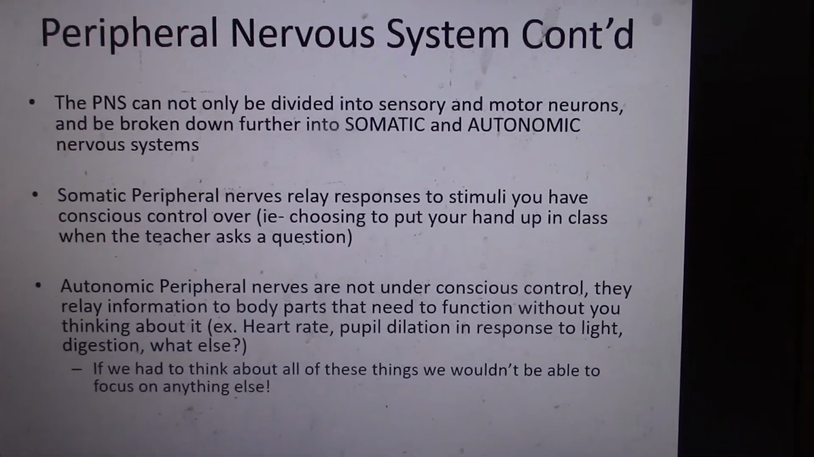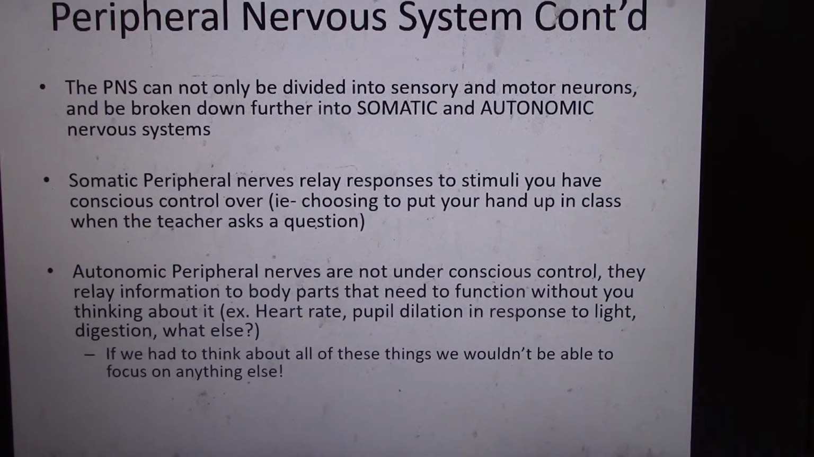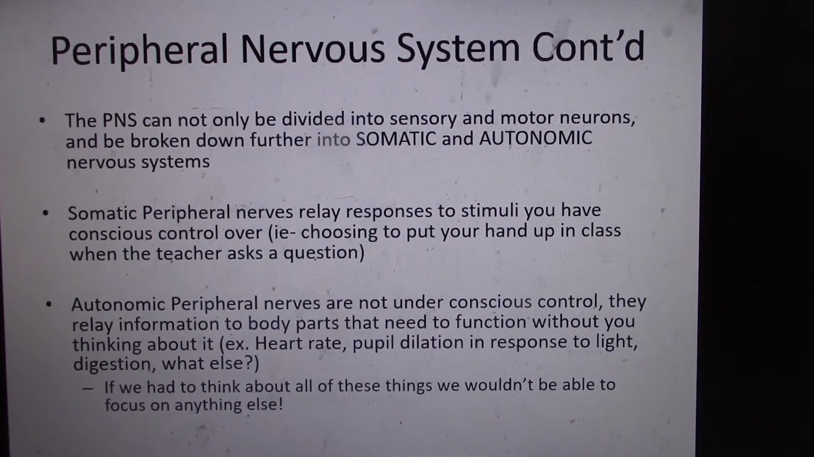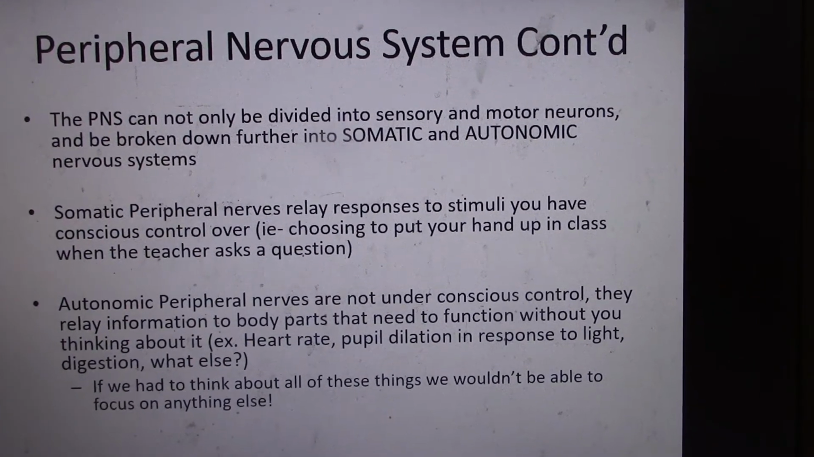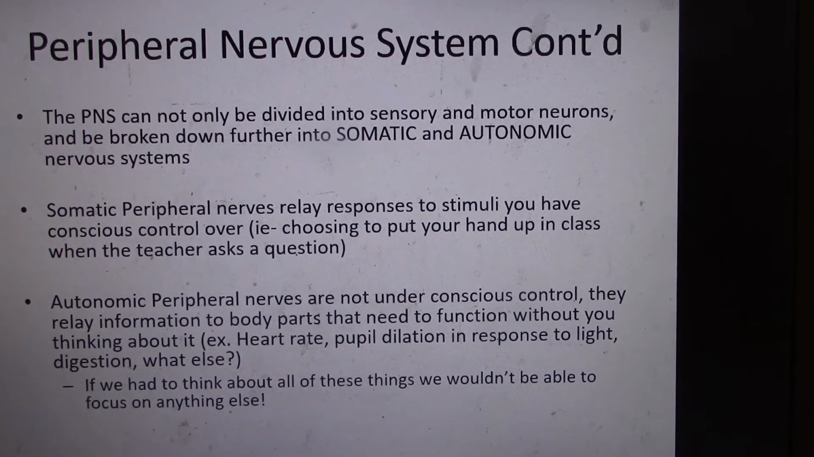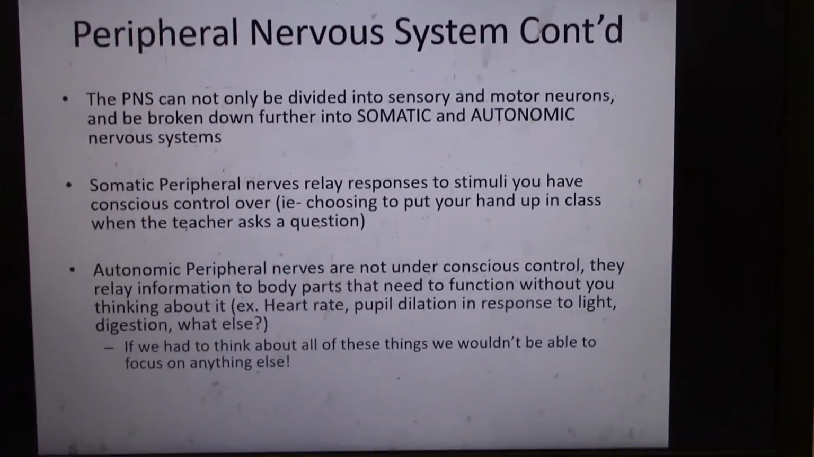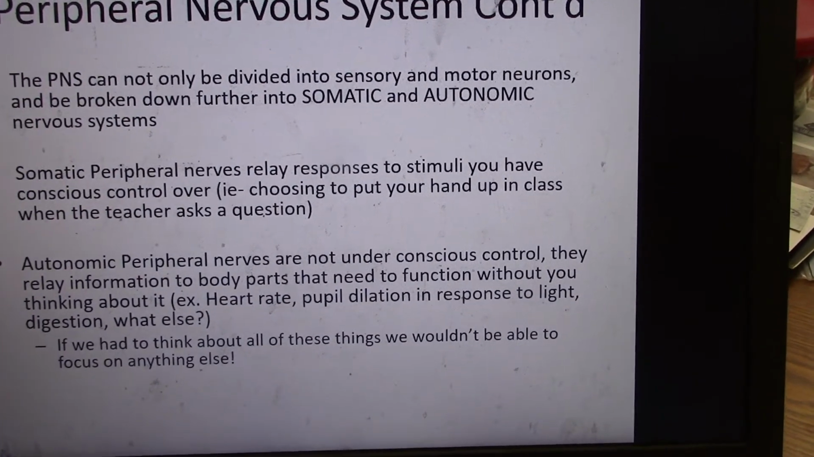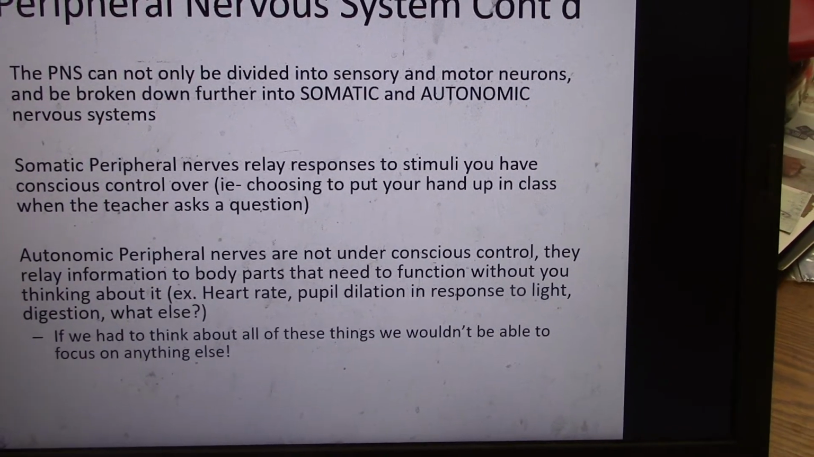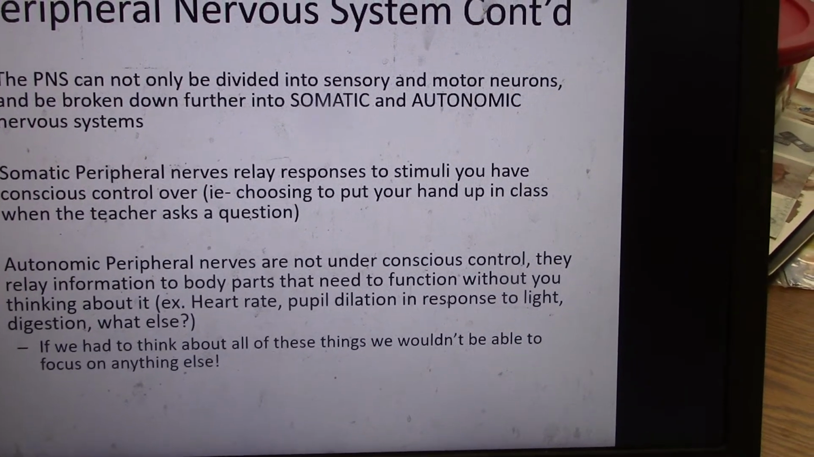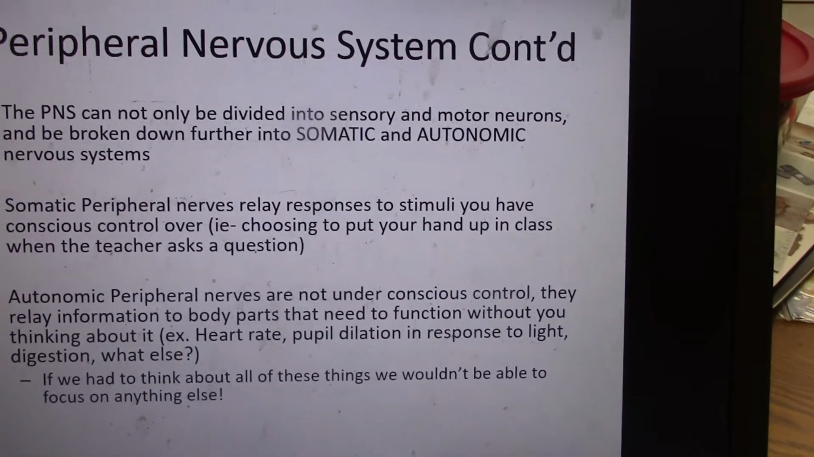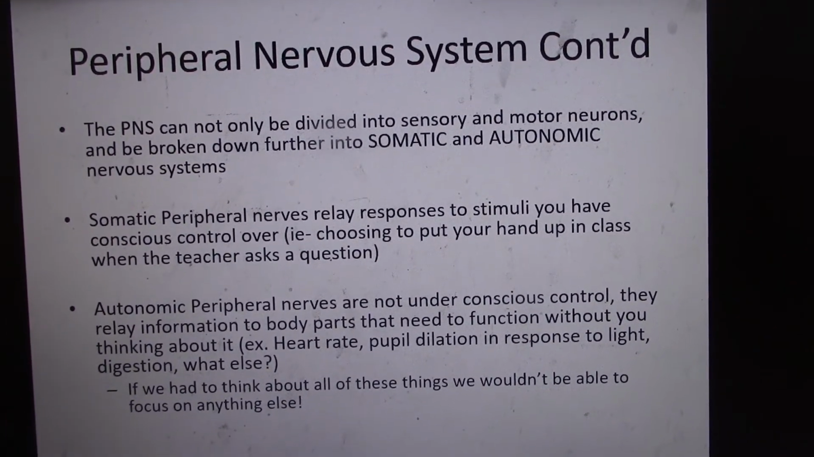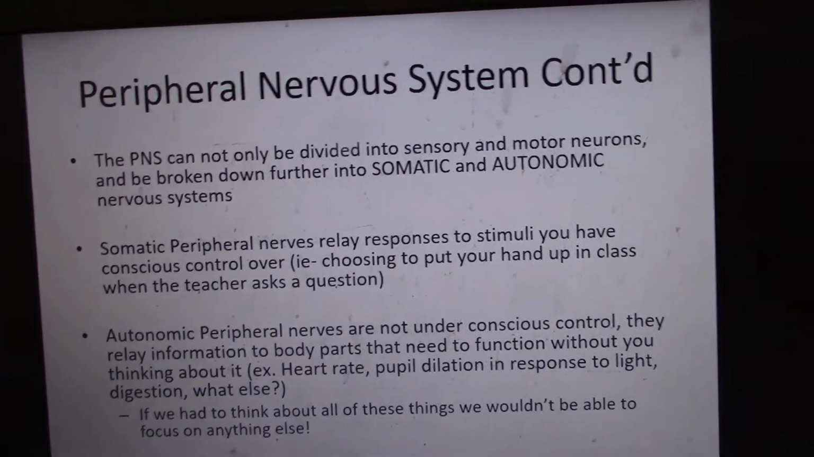Autonomic peripheral nerves are not under conscious control. They relay information to body parts that need to function without you thinking about it, right? Heart rate, pupillary constriction or dilation, digestion, right? I talked about breathing rate and other types of things, all right? This is good, that your body can kind of work on autopilot for a lot of the day. Because if we had to think about all of these things, like how many times does my heart need to beat a minute, for example, we wouldn't be able to focus on anything else. Your day would literally be full of just trying to maintain normal metabolic living.